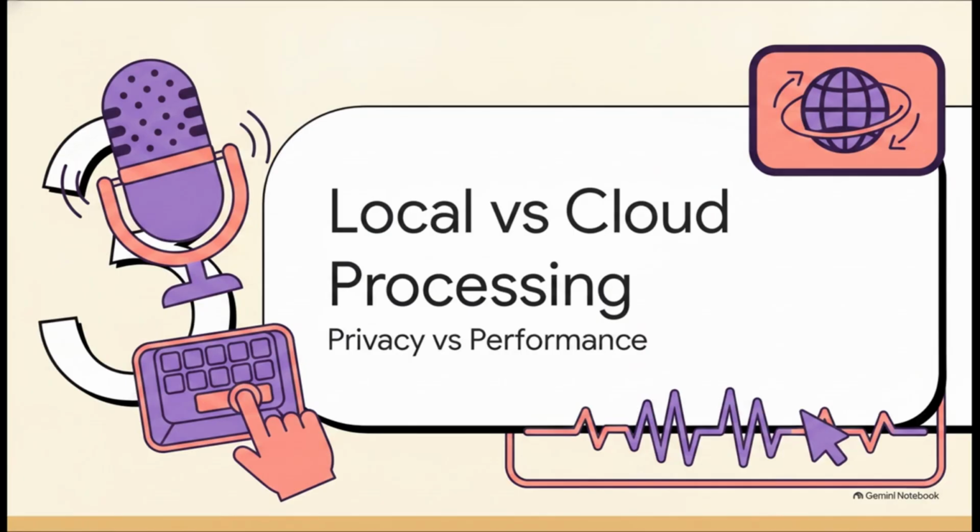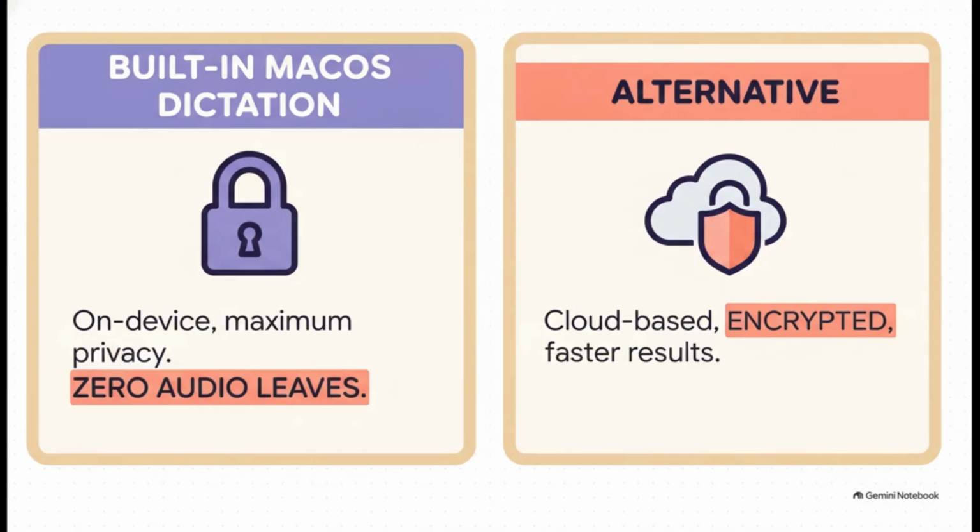Let's see how this builds into Section 3: local versus cloud processing, trading privacy for performance. It all essentially comes down to a really honest trade-off. On the built-in macOS dictation side, you've got entirely on-device processing. That means maximum privacy, literally zero audio ever leaves your Mac. But over on the Lispr side, you're using cloud-based processing. Lispr sends your audio over an encrypted connection purely to transcribe it and then instantly discards it. By default, nothing is kept and absolutely nothing is used to train a model. But your audio does temporarily leave your device. That's the strict price you pay for getting significantly faster and cleaner results.